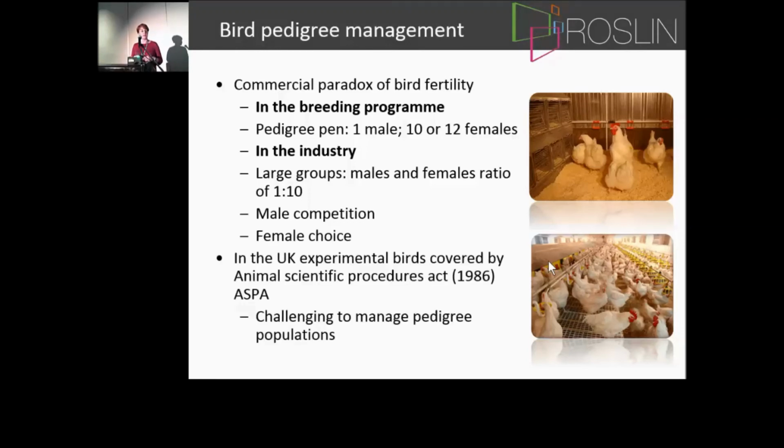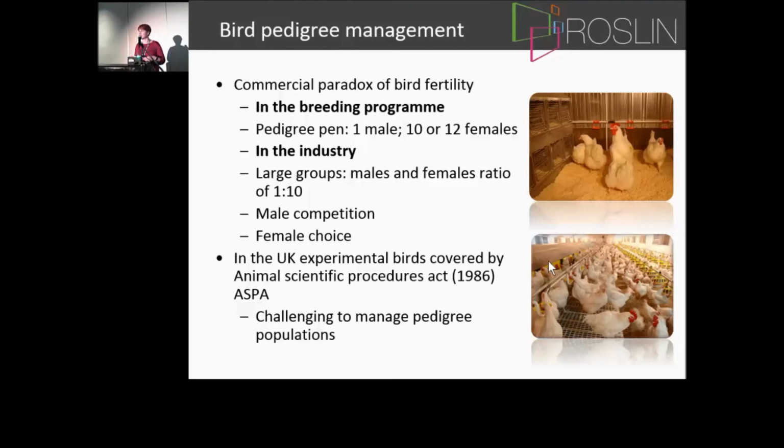For us in the UK, thinking about how we house experimental birds, we are governed by the ASPA, the Animal Scientific Procedures Act of 1986. It's a real challenge to manage a pedigree breeding program. Essentially, to maintain pedigree, you have to house a single male with a single female, unless you're going to use genomics to disentangle the pedigree. And that's not great for bird welfare, because males and females don't really interact like that in a bird environment.